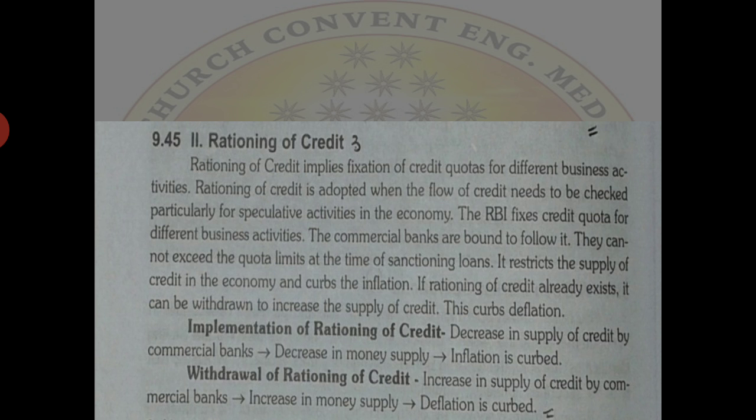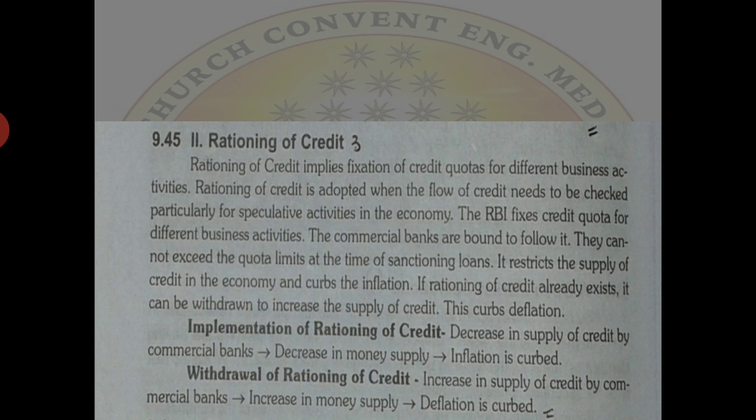And when rationing of credit is withdrawn from the economy, the result is an increase in the supply of money, which empowers commercial banks to make more credit creation. It gives them room, due to which demand for goods and services increases, and the economy gets a dynamic move. So this is the third weapon. And this was the last topic.